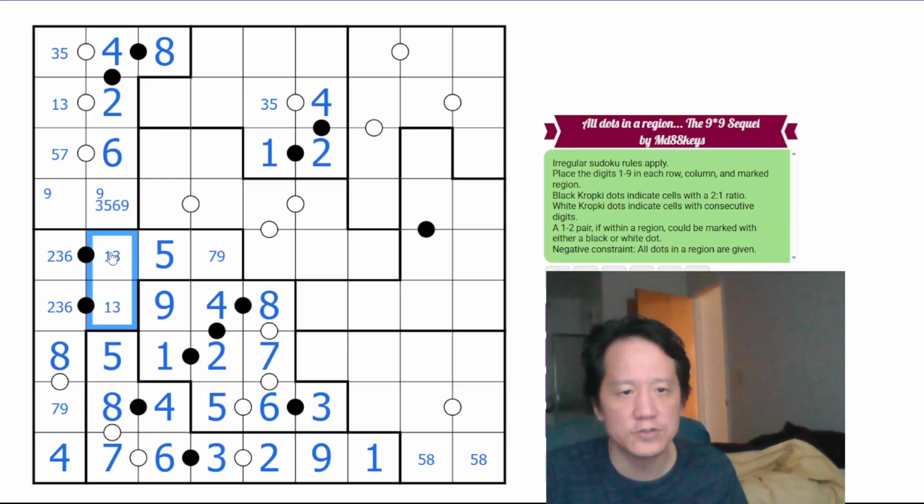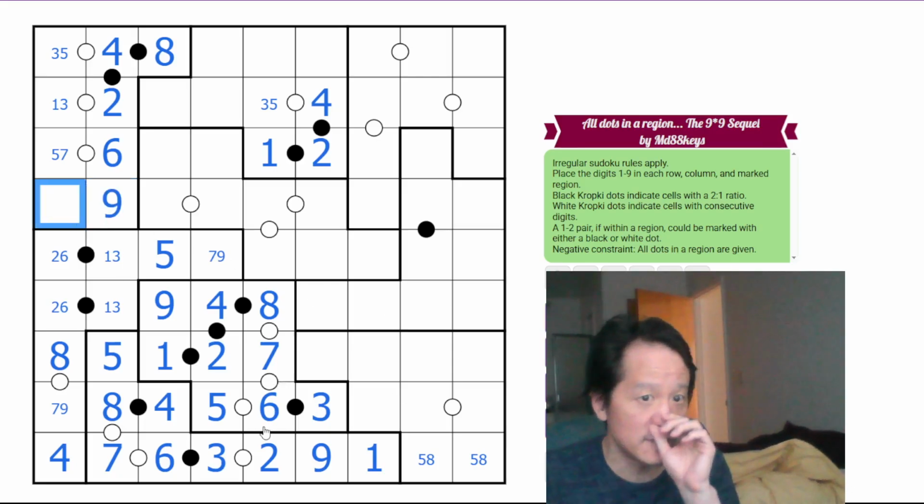Cannot be 6, so this is a 1, 3 pair, which eliminates 1, 3 in the rest of the column. This can't be 3, because the 3 must be in a 1 to 2 ratio with 6, so this is 6. This can't be 3, 5, or 6, so this has to be 9, which means this can't be 9.